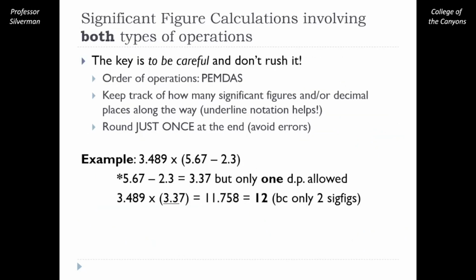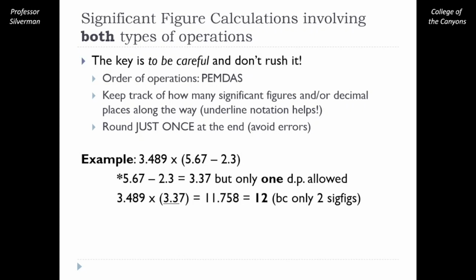All right, one last challenging type of problem. What happens if we are not just doing one rule at a time? What if we have a combination of multiplication, division, addition, subtraction? Well, the key here, be careful. Don't rush. Keep track of everything as you go and follow each rule as it shows up as you're following this order of operation.